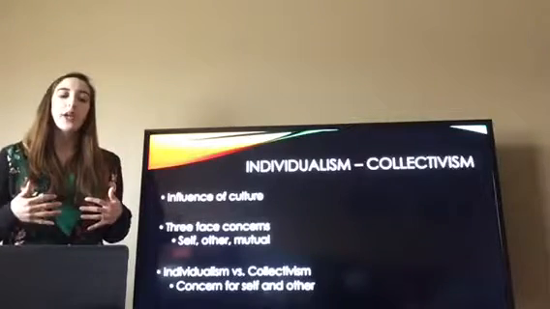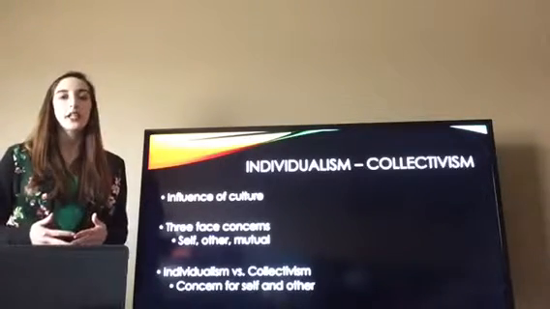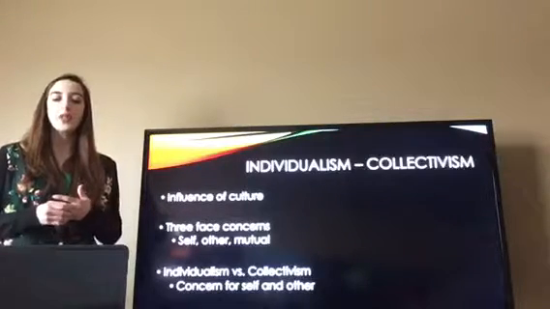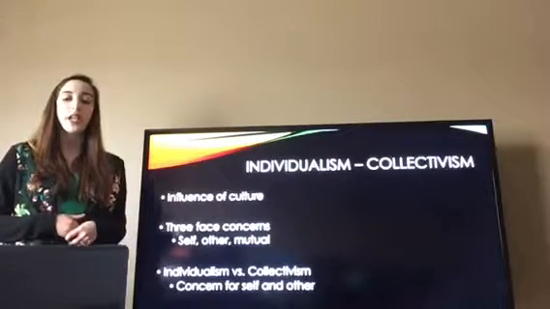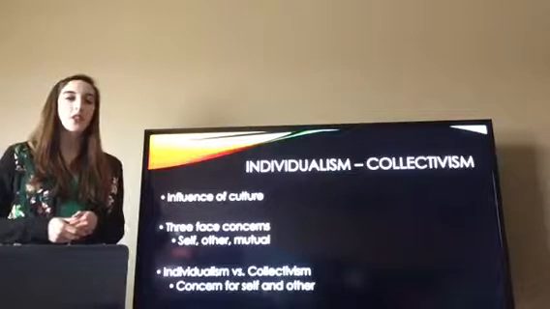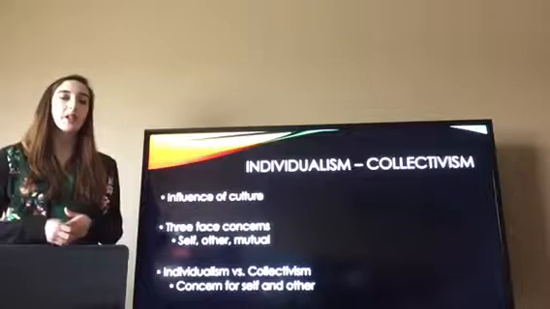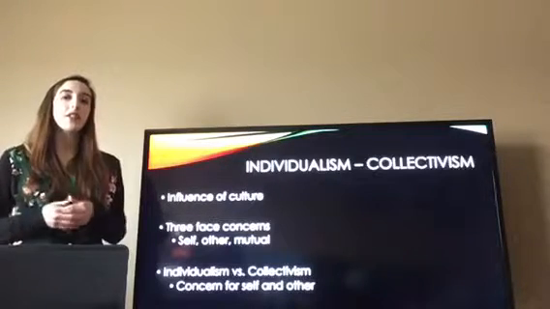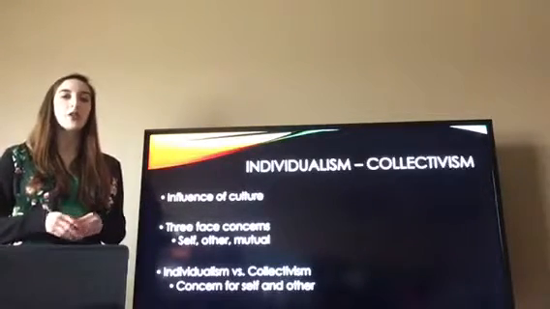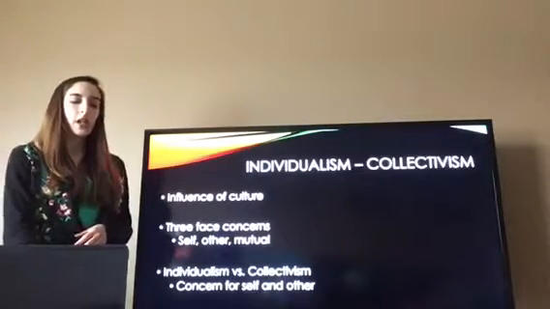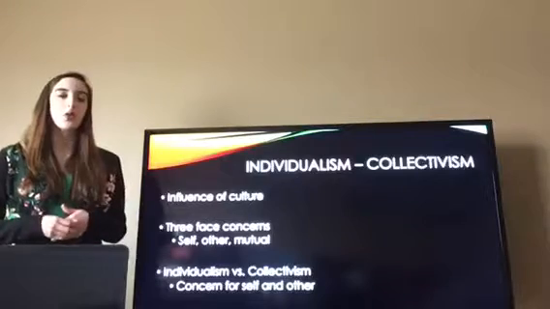The key takeaway is that culture greatly influences this concept of face because it determines what constitutes a face threat and how people can create strategies for mitigating these face threats. Now, individualism and collectivism really discusses the way that people have a concern for three different types of face. There's the concern for self, the concern for other, and a mutual face.